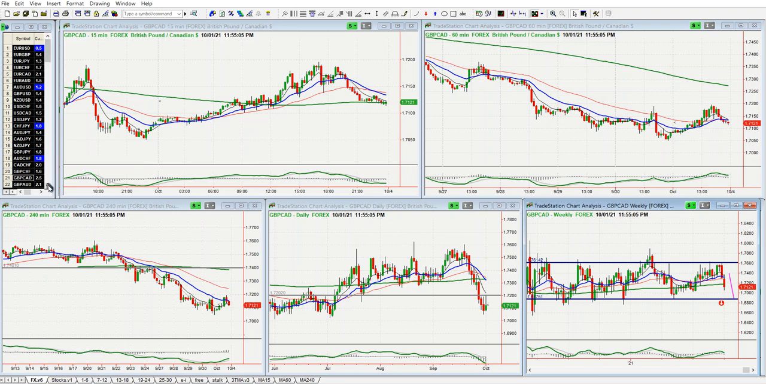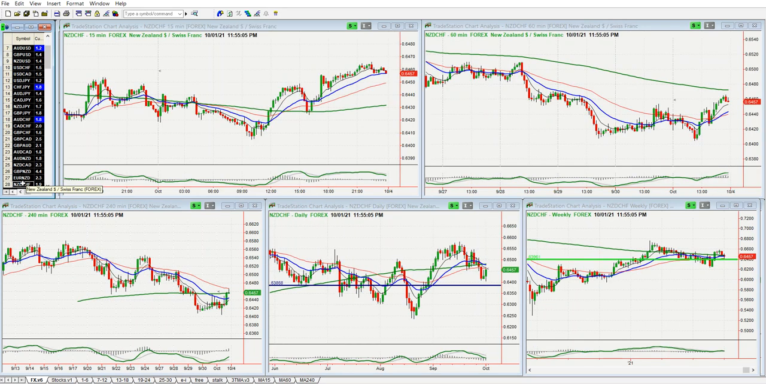Now let's have a look at one more pair, which is the Kiwi Swissy, and here again we see Kiwi strength even against the Swissy. That's kind of interesting. This is another S1 pattern on the weekly chart, and it's still struggling basically with the 200. One can nicely see how the 200 has an impact on how the pattern is constructed. Price is playing around with the 200, but that clearly has bullish potential here. The Kiwi seems to be strong.